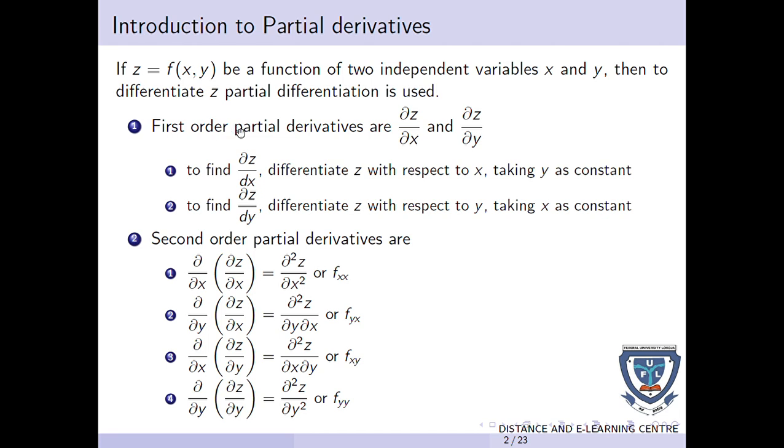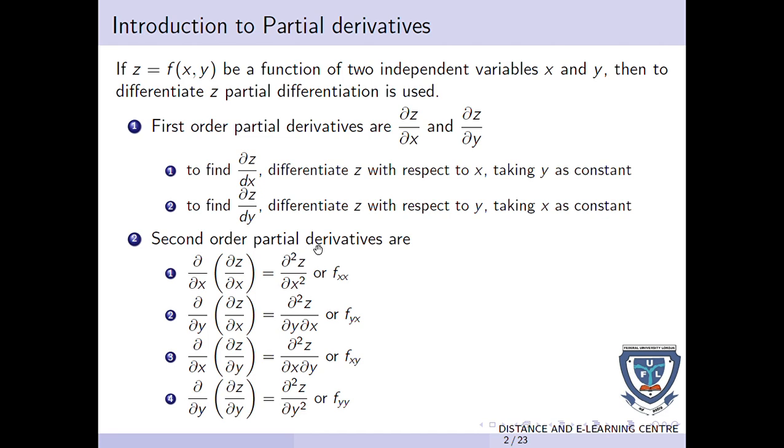The first order partial derivatives are partial z partial x and partial z partial y. This is for first order partial derivative. Now to find partial z partial x, you differentiate z with respect to x, taking y as constant. Then to find partial z partial y, you differentiate z with respect to y, taking x as a constant.